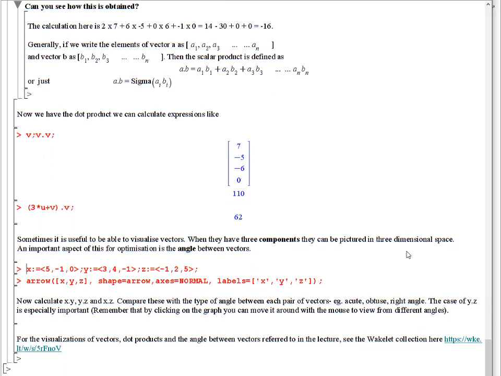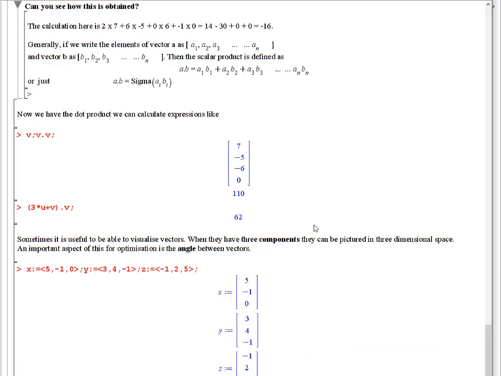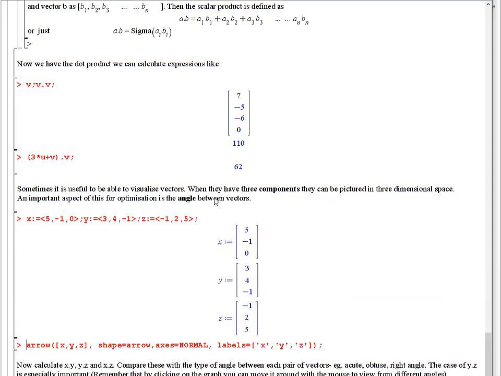Okay, but before we finish this first section on vectors, we come to visualization. And this is really useful, particularly for the optimization side. When you have 3 components, you can picture it in 3-dimensional space. I don't want to worry you, but some of the vectors that you'll be looking at will have maybe 15 components. So you really have to imagine how that's going to look in 15-dimensional space. I might ask you to draw that on the whiteboard. But for now, we'll stick with 3 components.